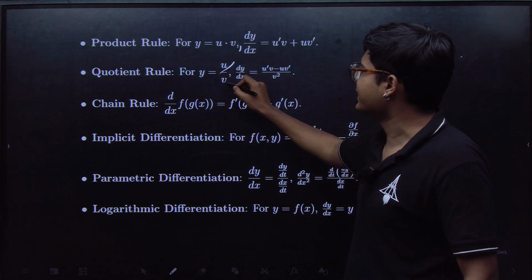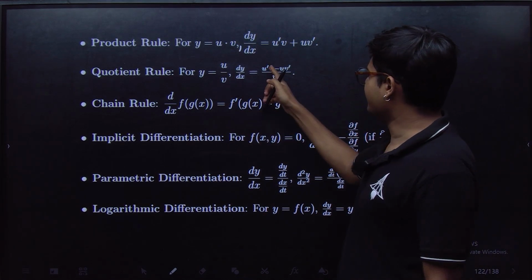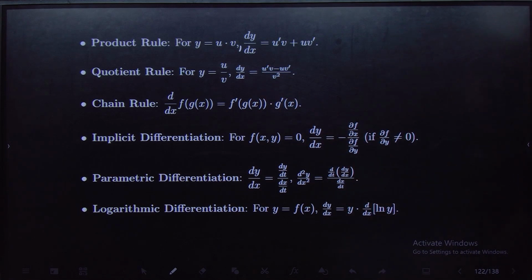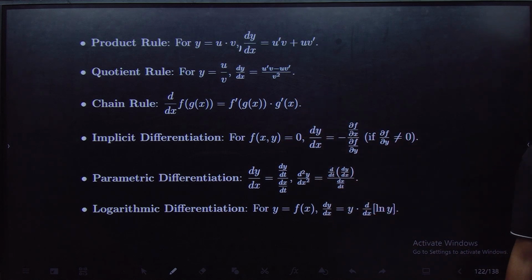Just treat 1 by v as the second function here and then use the product rule. It turns out to be second function times the derivative of first minus first function times the derivative of the second divided by the denominator squared, okay? We've already seen chain rule, implicit, parametric and logarithmic differentiation previously, okay?